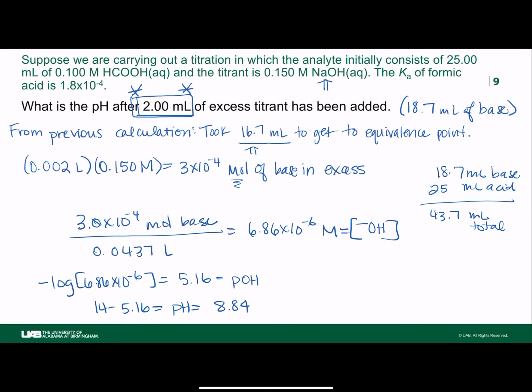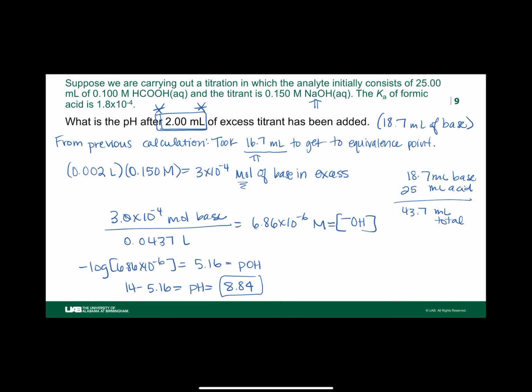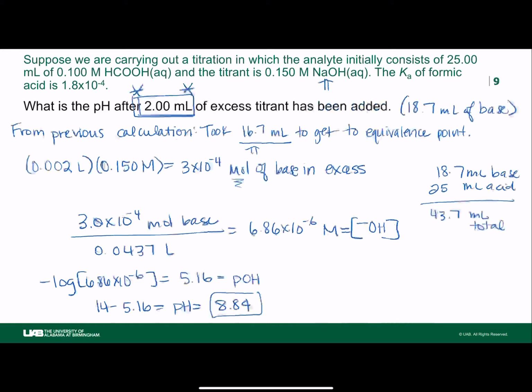Now I'm past the equivalence point, but not too much further past the equivalence point. So my pH should be less than it was before. Sorry, more than it was before, because I'm adding something with a higher pH. So at the equivalence point, the pH was 8.26. Now 2 milliliters past the equivalence point, I am more basic, but only a little bit so. So this calculation seems like it's fair to me.